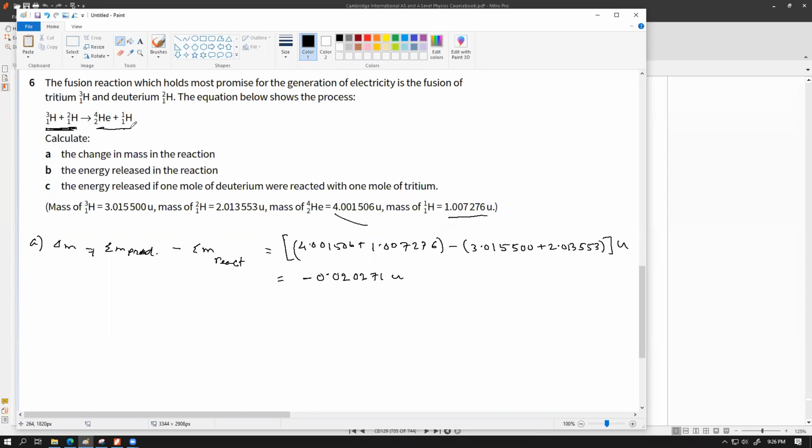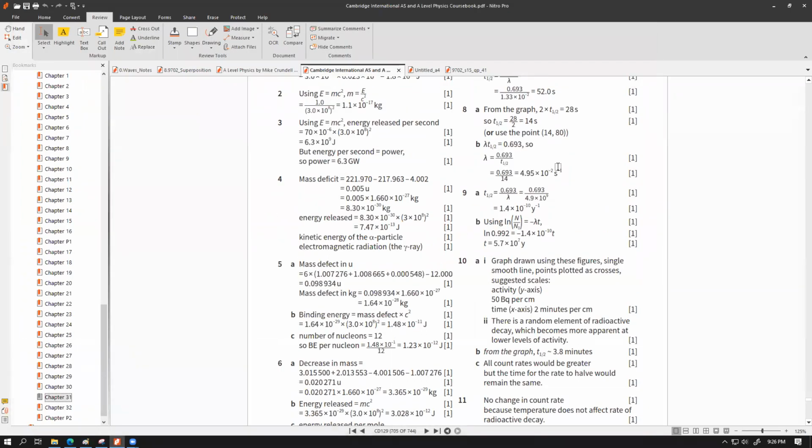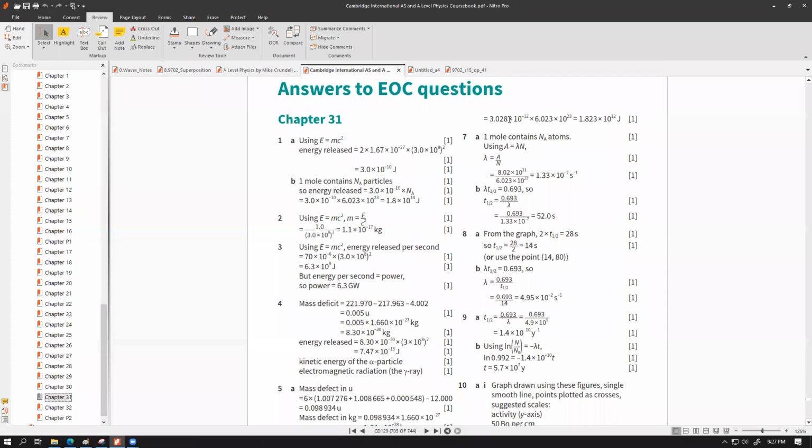So that would mean that we need to multiply that amount of energy with the Avogadro constant. So that whole amount of energy multiplied by this much is giving us this much energy. Now, why is this promising? The reason this reaction is promising is that 1 mole of tritium, hydrogen tritium, would have a mass of about 3 gram.